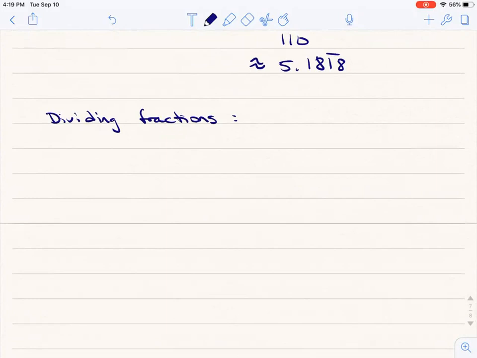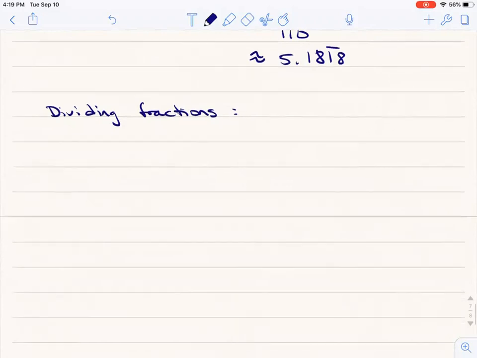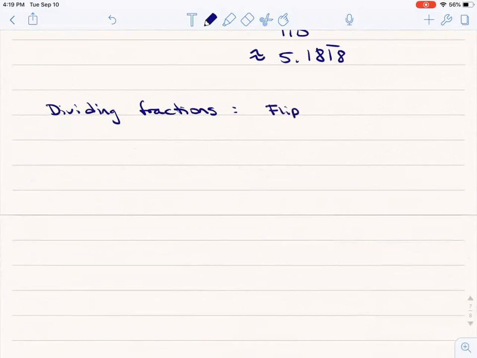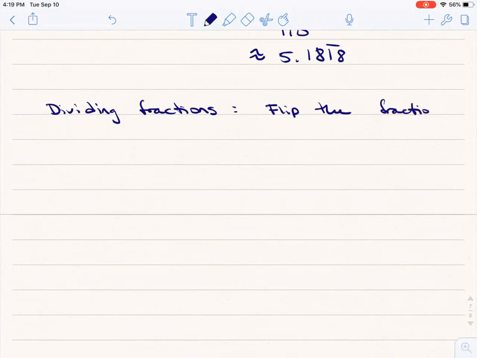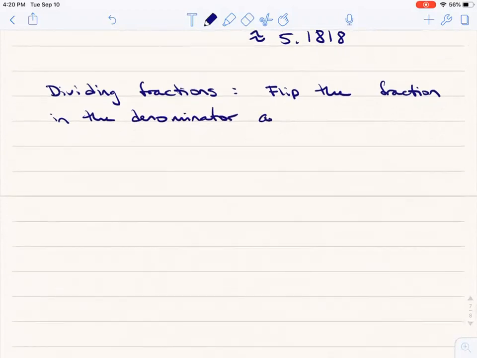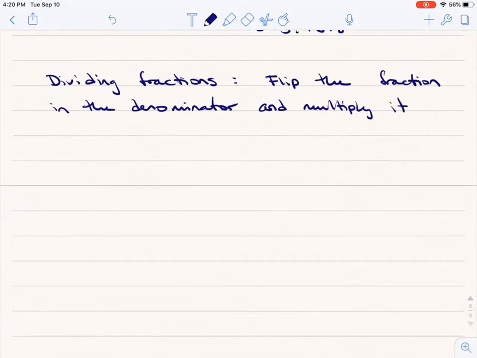What you do is, have you guys heard of the flip and kiss or anything like that? So you flip the denominator and then you multiply them. The key is to flip them and then you multiply. So then you're back to multiplying. To divide fractions, flip the fraction, technically take the inverse of the fraction, but I think we all know what flip the fraction means. Flip the fraction in the denominator and multiply it by the fraction in the numerator.